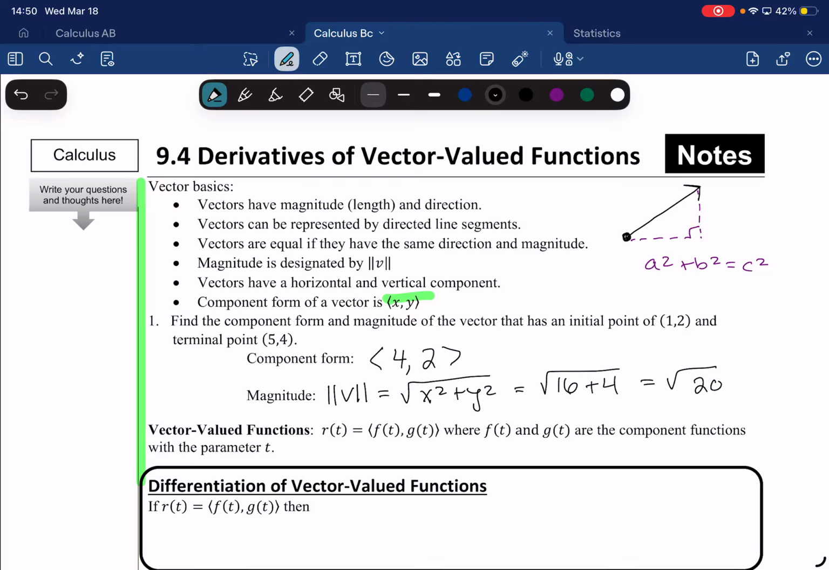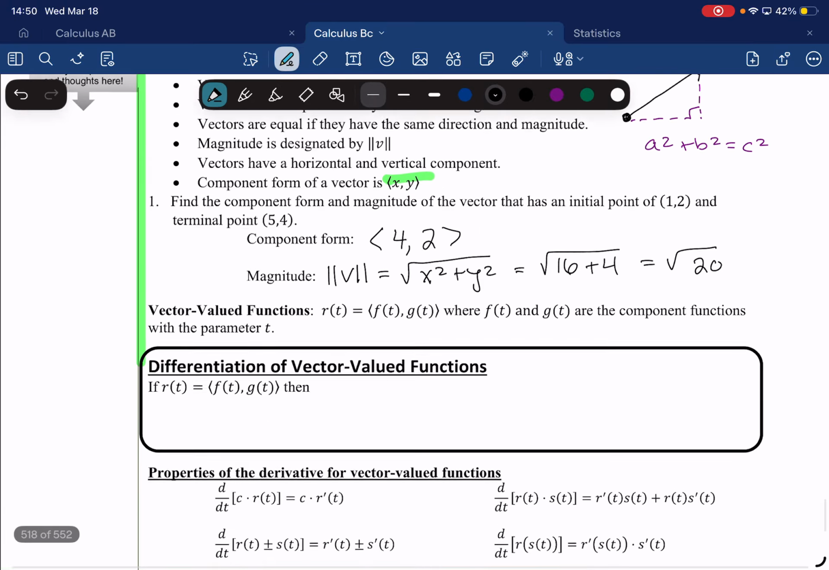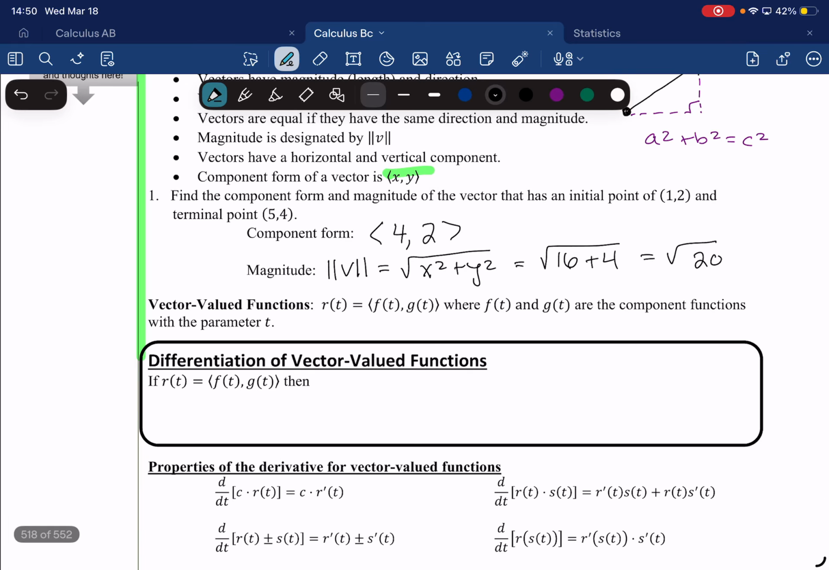Again, this is just reintroducing vectors in case you forgot from previous courses. Now on to the calculus part, and that is a vector valued function. So notice our vectors are no longer defined with v. It's now defined with r of t. The reason for that is instead of just having values x and y in our vector, we now have functions, and these are parametric equations. So f of t and g of t.